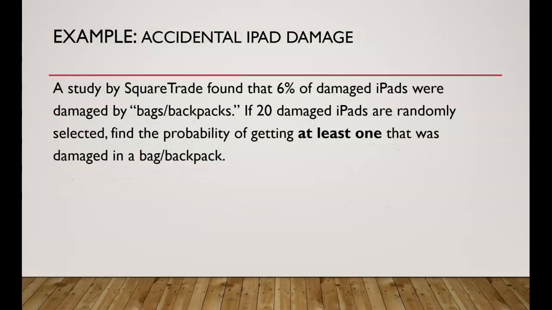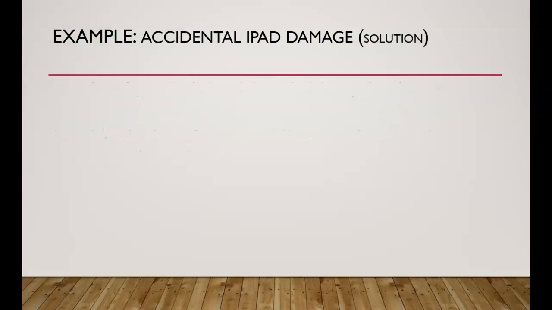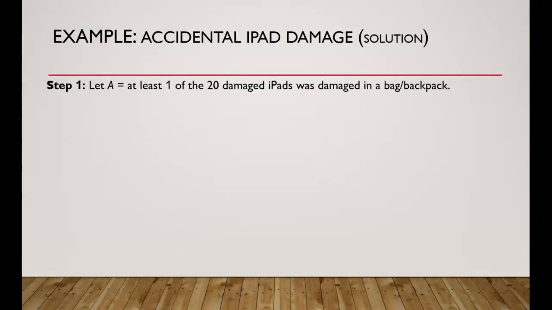Let's do the following example. A study by SquareTrade found that 6% of damaged iPads were damaged by bags or backpacks. If 20 damaged iPads are randomly selected, find the probability of getting at least one that was damaged in a bag or backpack. To solve this problem, we'll apply the steps we went over earlier.